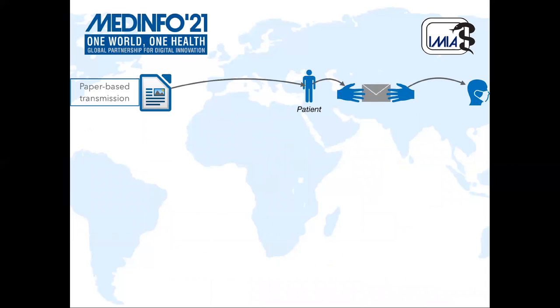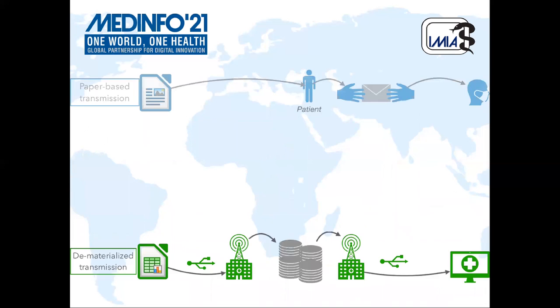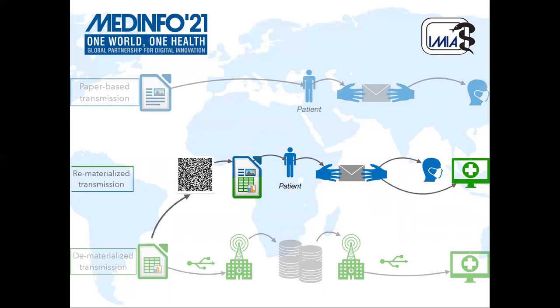On one hand, we have the usual paper-based transmission, where the physical report is transmitted in person to the patient, who in turn can pass it on to his doctors. And on the other hand, we have the dematerialized transmission, where structured data is transmitted from one computer to another, possibly through a centralized database. In this paper, we explore the possibility of a rematerialized transmission, where structured data could be encoded in a QR code to be printed within the report, then transmitted in person to the involved doctors and their electronic health records.